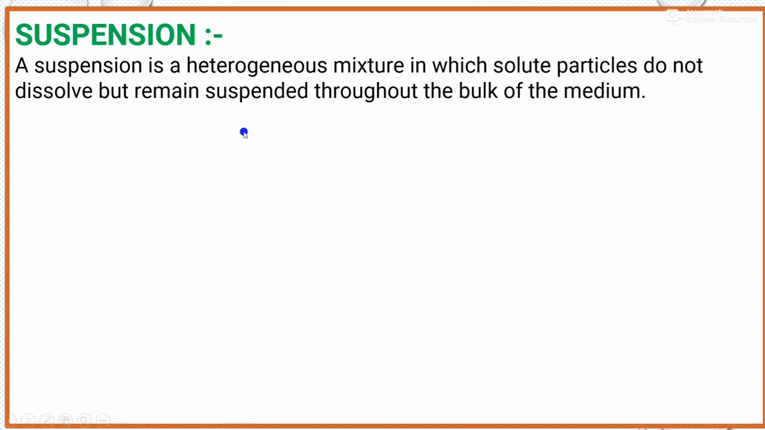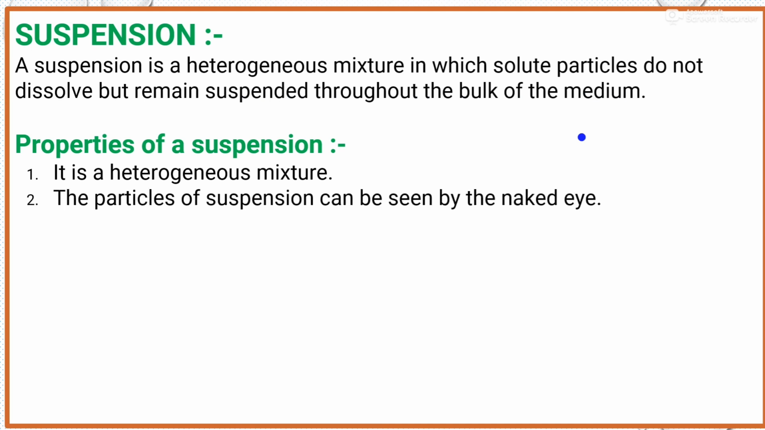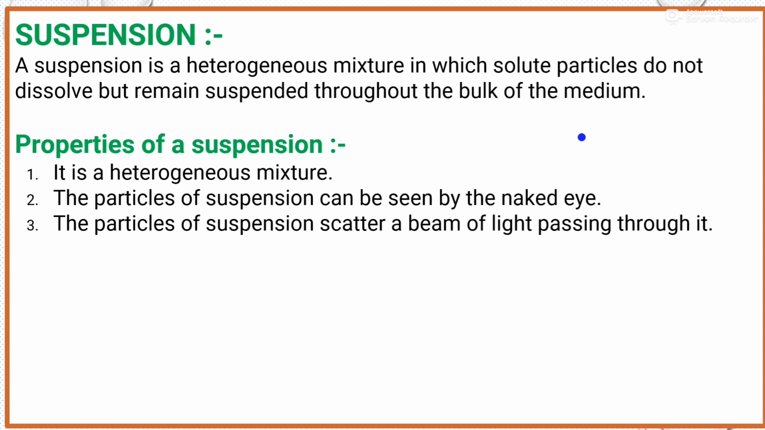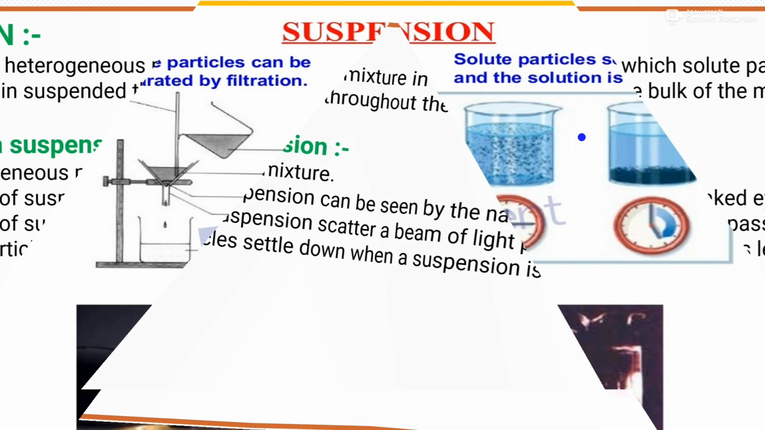Then we come to suspension. A suspension is a heterogeneous mixture in which solute particles do not dissolve but remain suspended throughout the bulk of the medium. Properties of suspension are: it is a heterogeneous mixture. The particles of suspension can be seen by the naked eye. Then the particles of suspension scatter a beam of light passing through it because the solute particles are not completely dissolved in the solvent. Then the solute particles settle down when a suspension is left undisturbed. So it is unstable. Unstable means when you keep it undisturbed for some time, it will settle down.